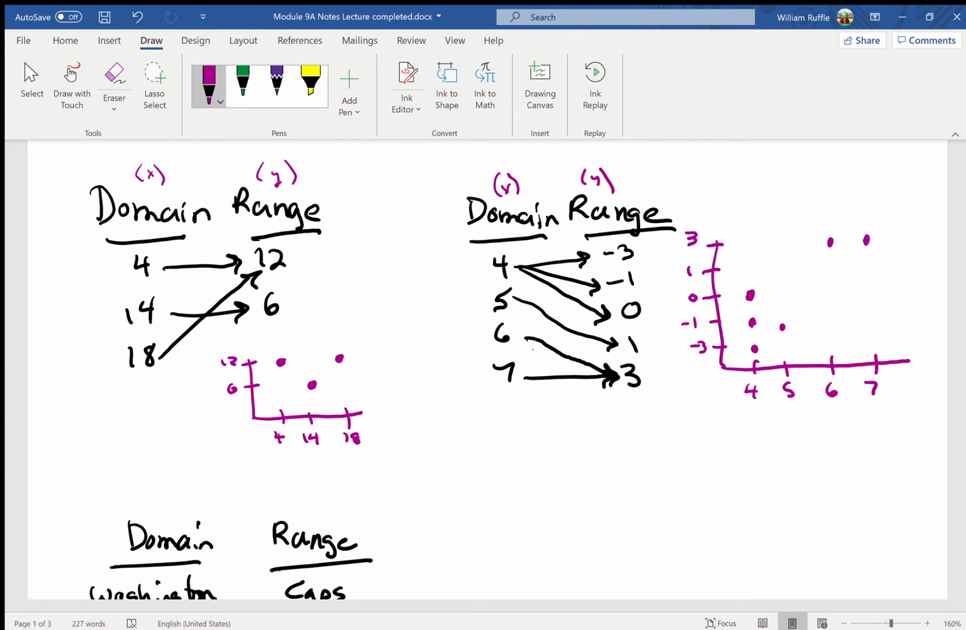Now, all of these lines right here are good. If I look at this point, and this point, nothing's vertical. But if I look right here, I can draw a vertical line and hit multiple points. If I can draw a vertical line through multiple points, this is not a function.